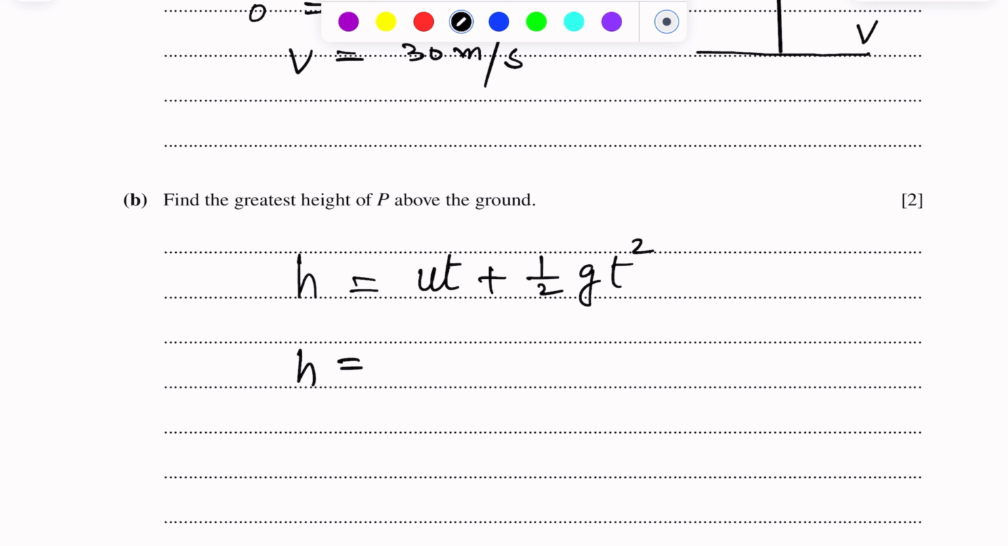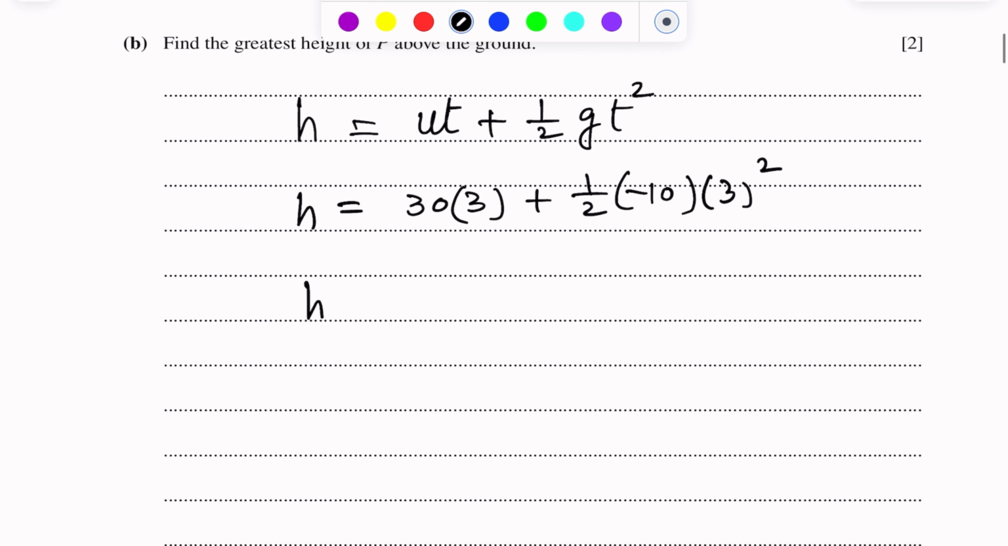H is equal to, initial speed is 30, time is 3 seconds, g minus 10, t square, 3 square. Simplifying, we get 90 minus 45. So we get the greatest height of P will be 45 meter. This is the answer.